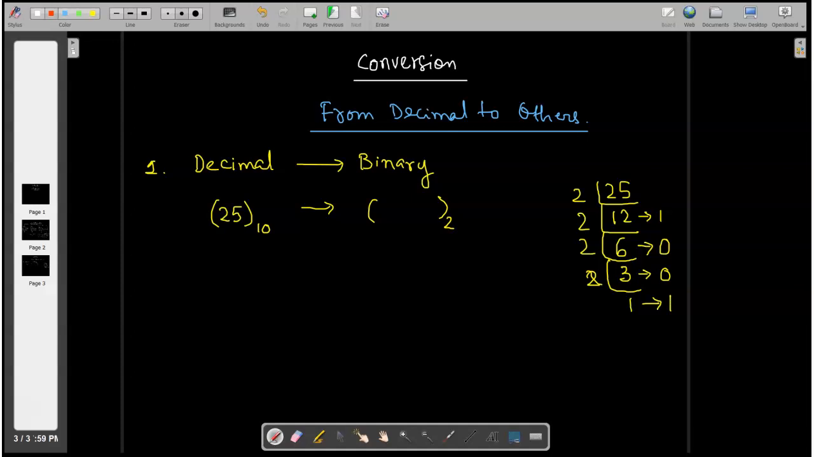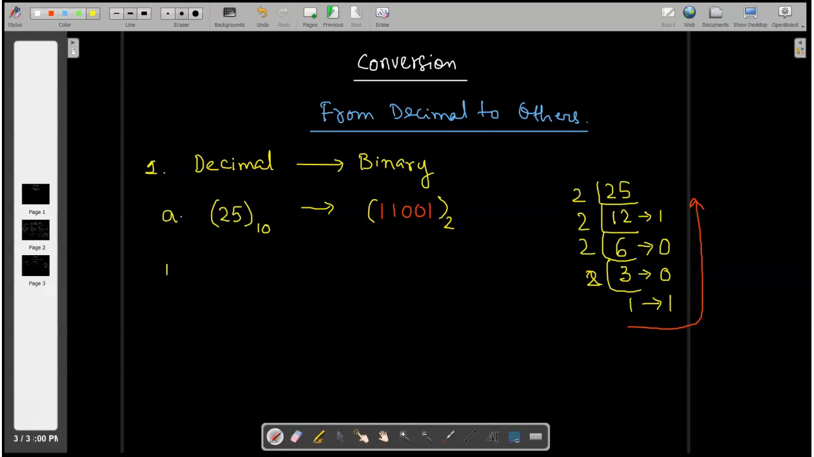Now what will be the number we are getting? We will go from bottom to top. So the number will be 1, 1, 0, 0, 1. This will be the corresponding binary number of the decimal number 25. Okay, let us see another one. Number 2.